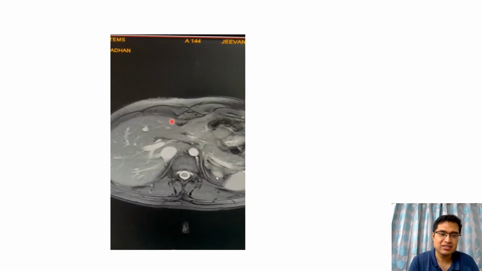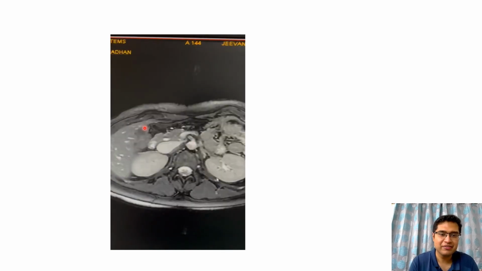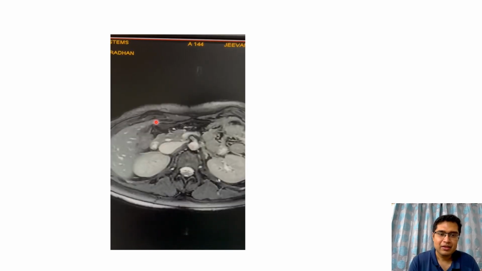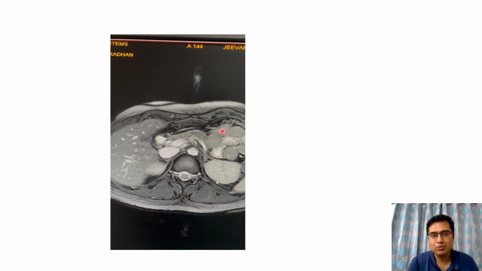These are the axial sections, these are thin sections. Again, it is not seen very well here. So a lot of effort was put into getting that thin section of the GB in this case. And finally, the diagnosis of cholelithiasis was confirmed along with the size of the calculi.